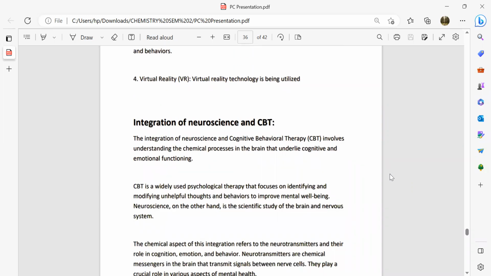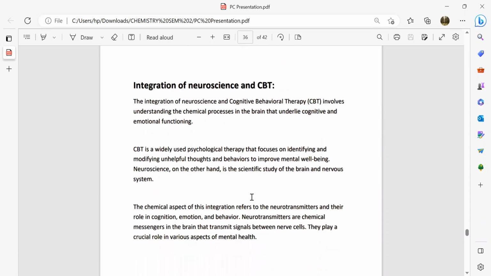Integration of neuroscience and CBT. CBT is a widely used psychological therapy that focuses on identifying and modifying unhelpful thoughts and behaviors. The chemical aspect of this integration refers to the neurotransmitters and their role in cognition, emotion, and behavior. Neurotransmitters are chemical messengers in the brain that transmit signals between cells and play a crucial role in various aspects of mental health.